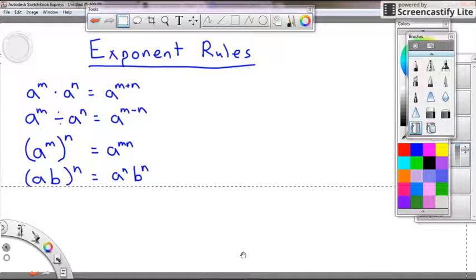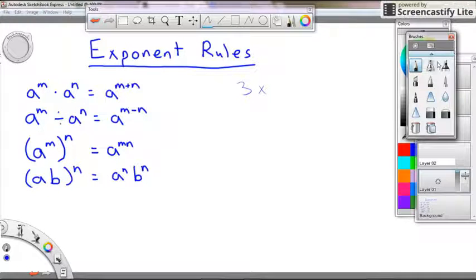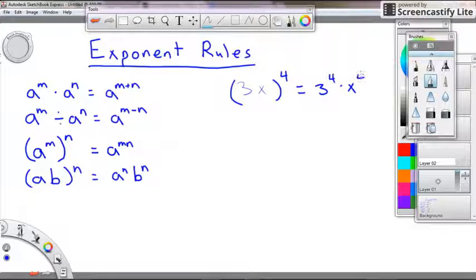Next one. So when we have a product, A times B, and we raise that to a power, what we're going to do is raise each one of these factors, the A and B, to that power. Let's do an example. If I have 3x and I raise that to the fourth power, I'm going to have to raise 3 to the fourth power and x to the fourth power. So it's going to look like this: 3 to the fourth times x to the fourth. They're still being multiplied, but I had to raise both of them to the fourth power.